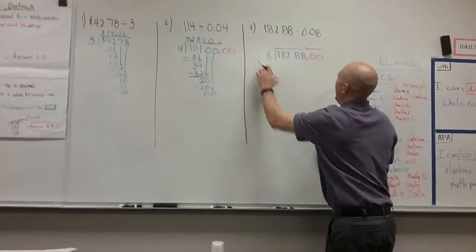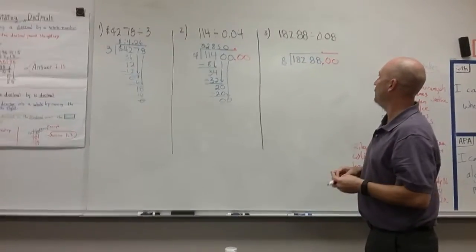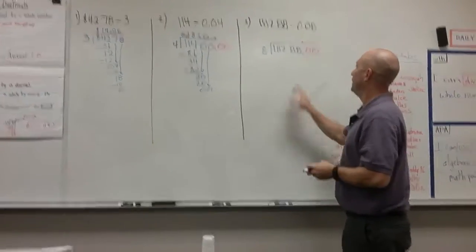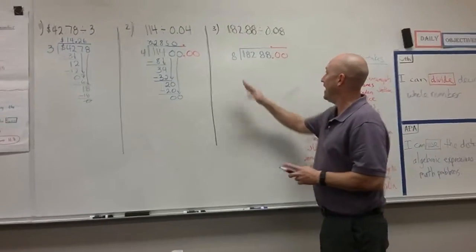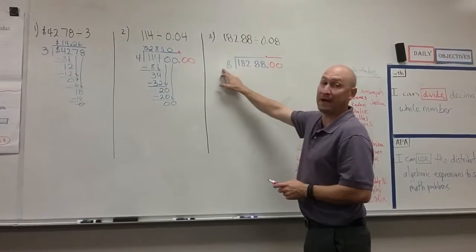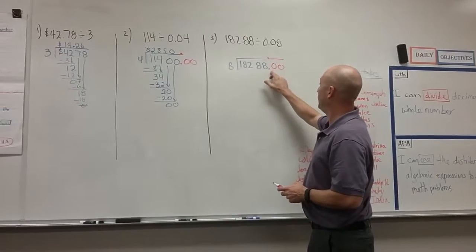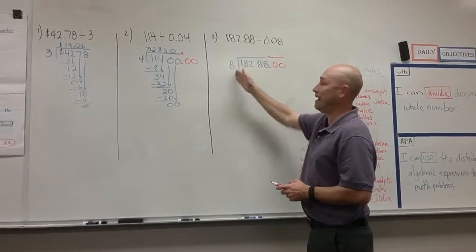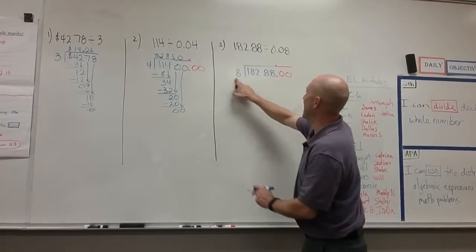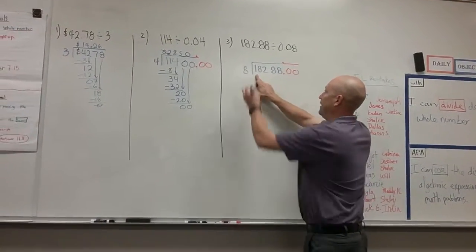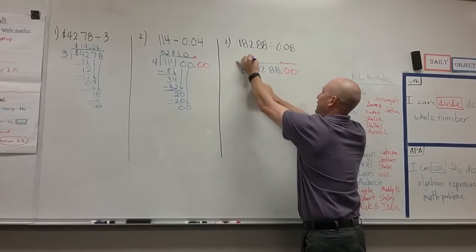So now I have 18,288.00 divided by the whole number 8 here. So once I have moved the decimal over in my divisor, moved the decimal point over in my dividend, now I'm back to just normal long division. I'm going to ask myself, can 8 go into 1? It cannot, so I can put an X or a 0 up in that placeholder.